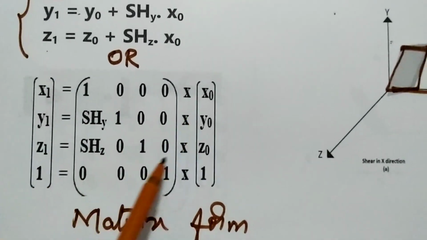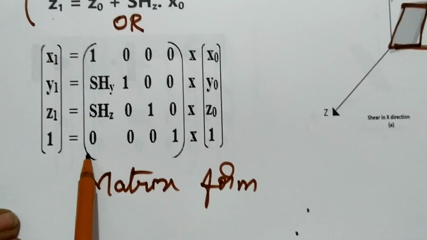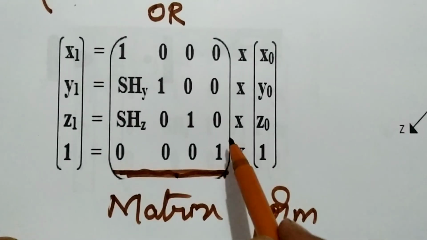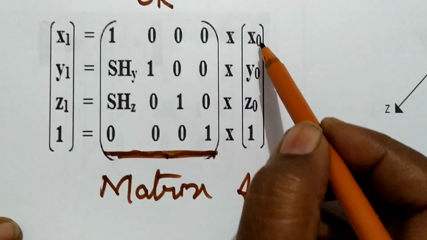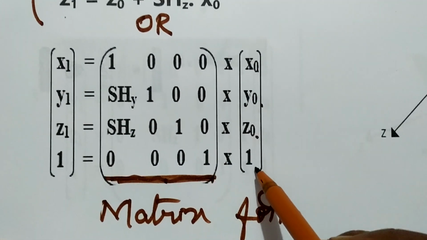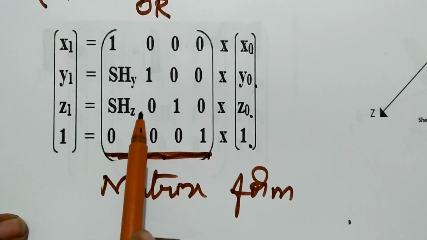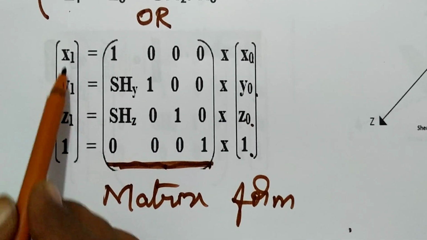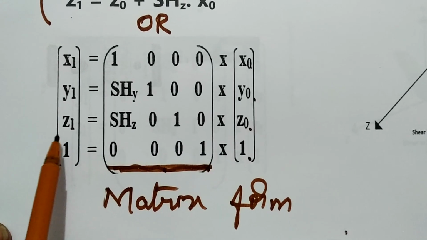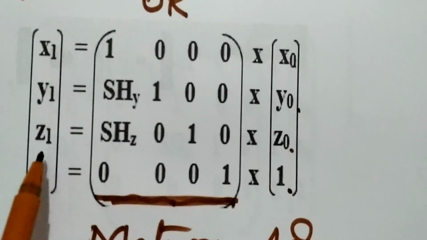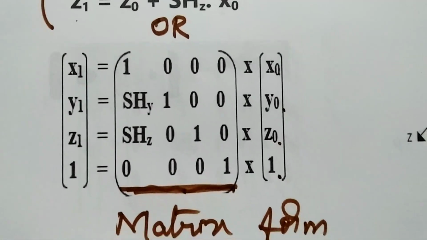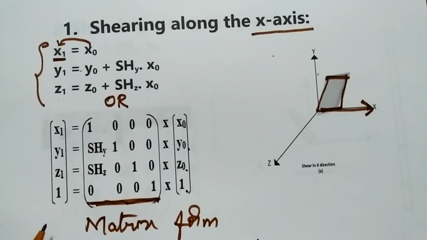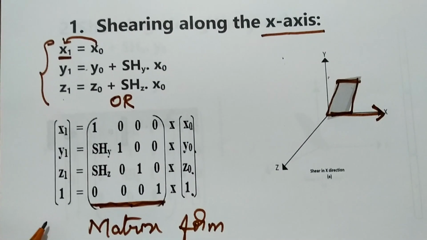With the help of the matrix form also, we can get a shearing technique along the x-axis. When we perform shearing along the x-axis, we need to use a shearing matrix. This is called what? The shearing matrix. The shearing matrix we need to multiply with the old coordinates of a 3D object. When you multiply the shearing matrix with the old coordinates, we will get the new coordinates x1, y1 and z1 of the sheared object. So this is how we can perform shearing along the x-axis, by using the equation or a matrix form.